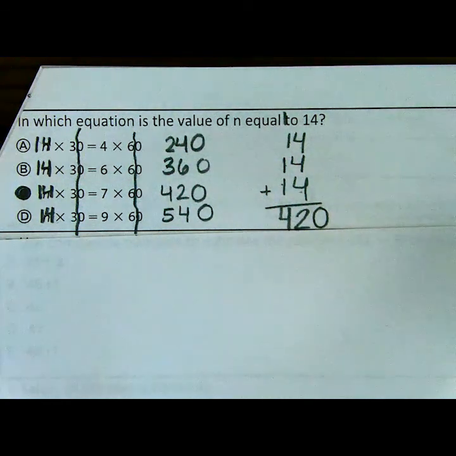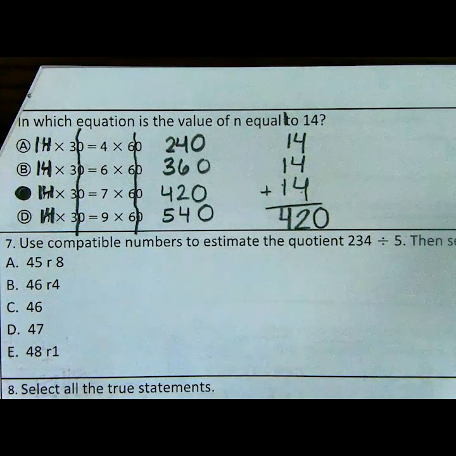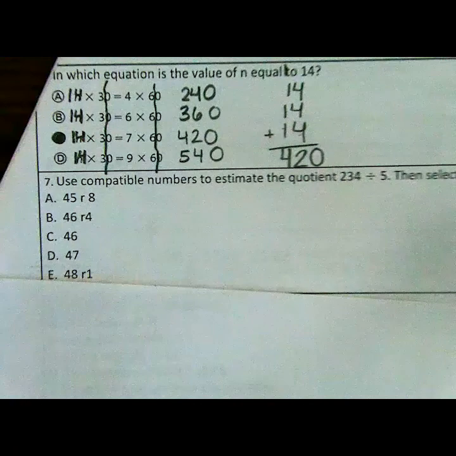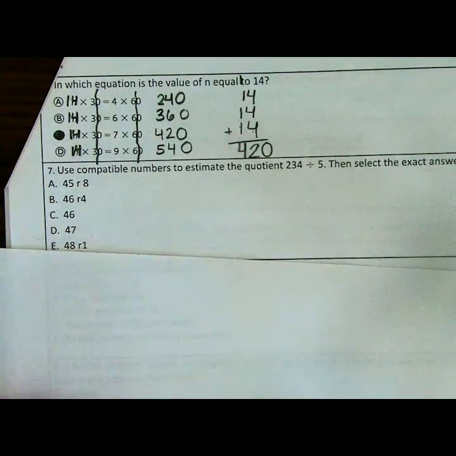Let's look at question number 7. We have to use compatible numbers to estimate the quotient of 234 divided by 5.